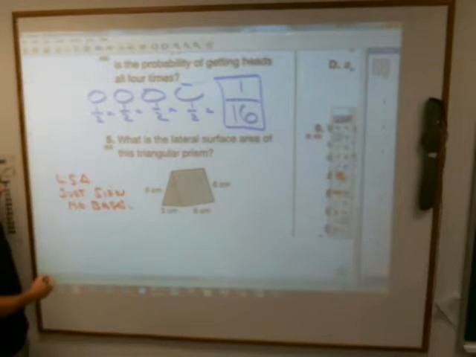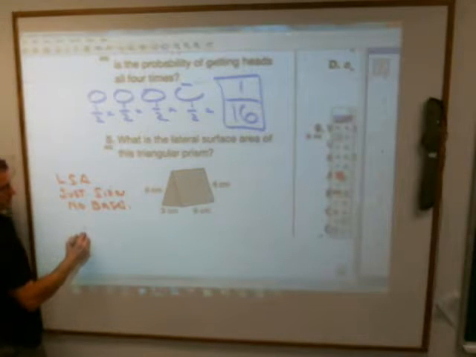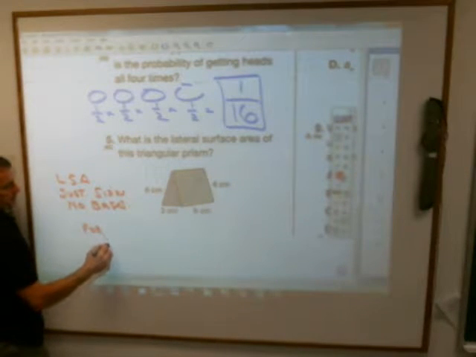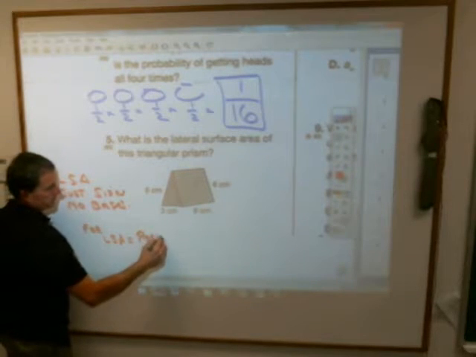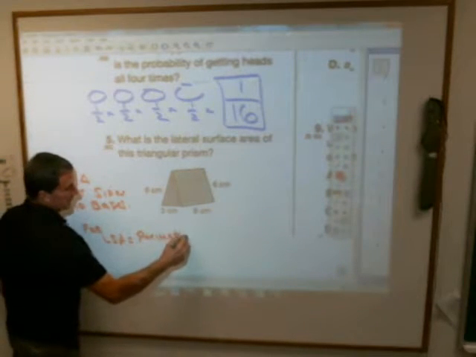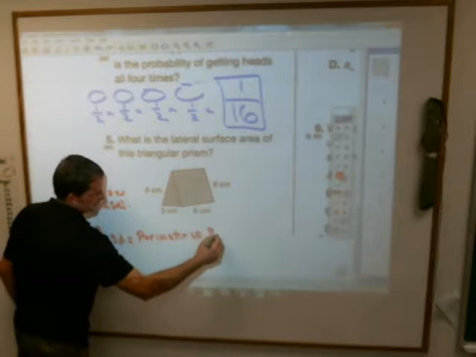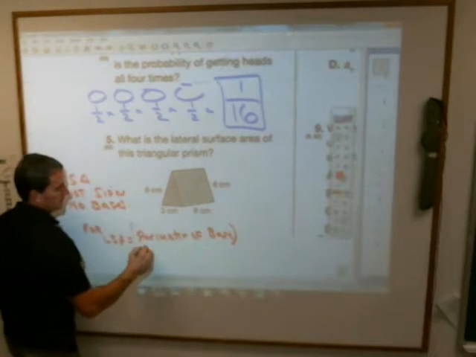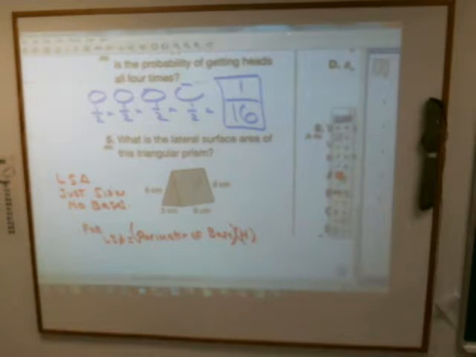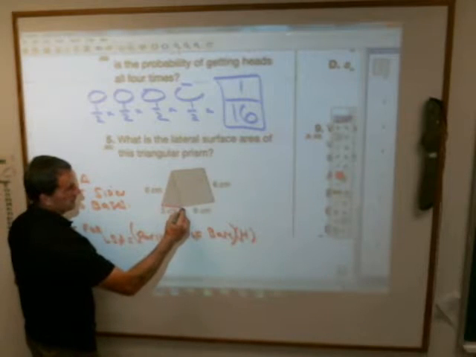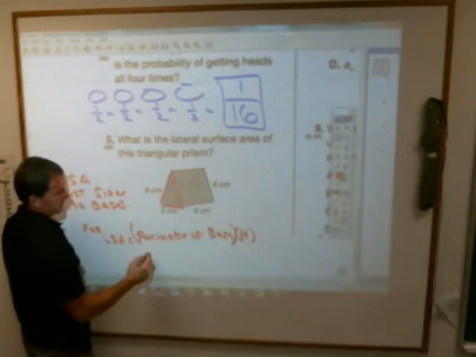But there is a formula for it, and the formula says LSA equals the perimeter of the base. You find the perimeter of the base and multiply it by the height of the shape, and you will get the lateral surface area. And that's not so hard to figure out because the perimeter is 3 plus 6 plus 6.